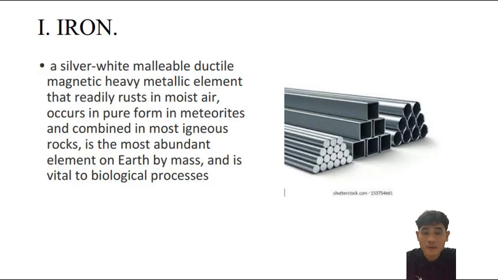First, iron. A silver-white, malleable, ductile, magnetic heavy metallic element that readily rusts in moist air, occurs in pure form in many meteorites, and is combined in most igneous rock. It is the most abundant element on Earth by mass and is vital to biological processes.